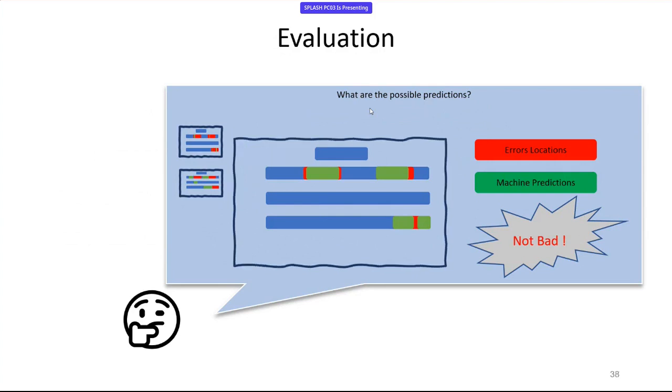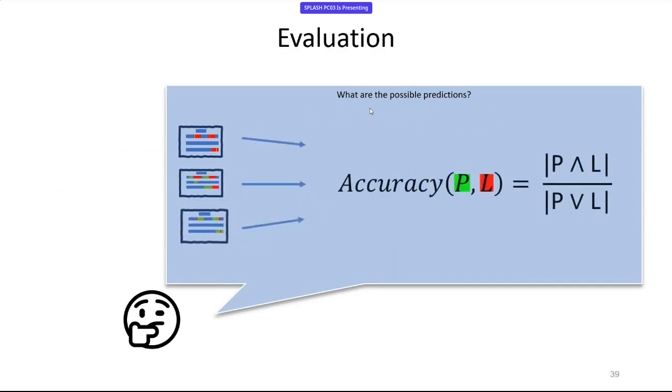With all these three kinds of predictions, we came up with this accuracy formula, which takes in P, standing for predictions, like the green bars you have seen, and L, the error locations. That's basically how we came up with this evaluation metric. And I will give the mic to you.